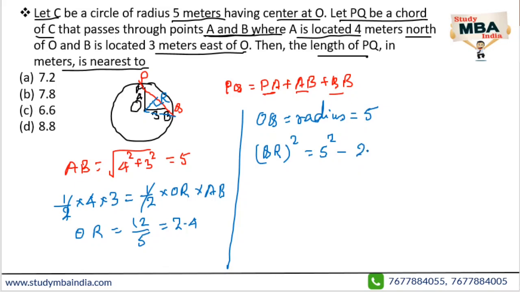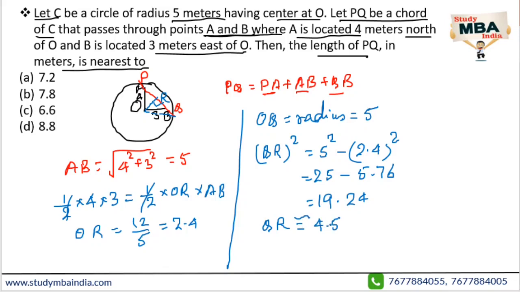So 5 square minus 2.4 square. 5 square is nothing but 25, minus 2.4 square, which is 5.76. If we subtract, we will get 19.24, or we can say that QR will be less than or equal to 4.5.